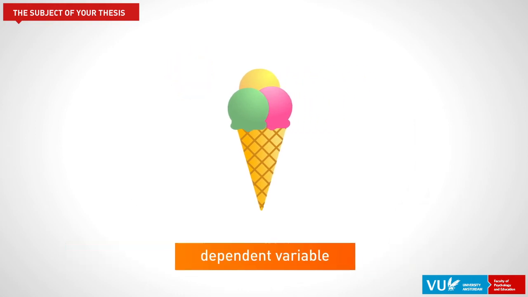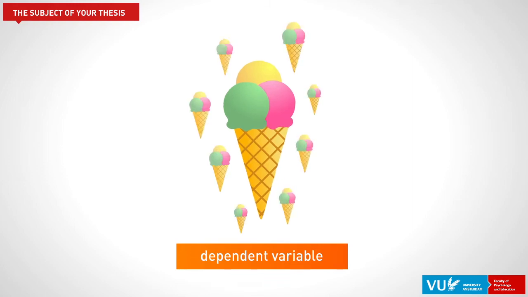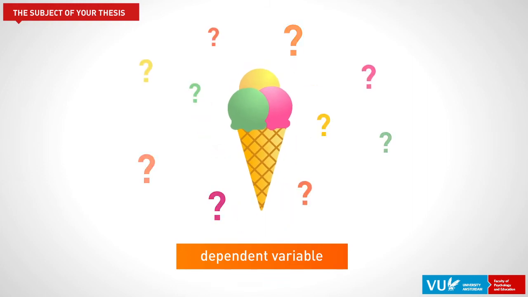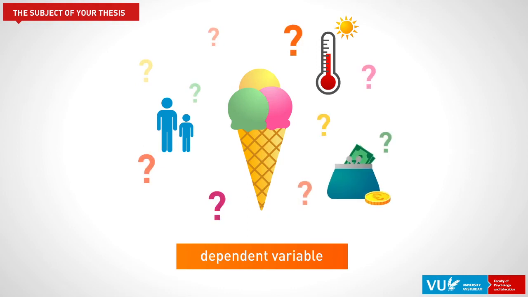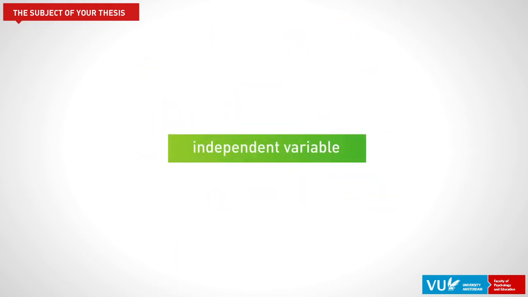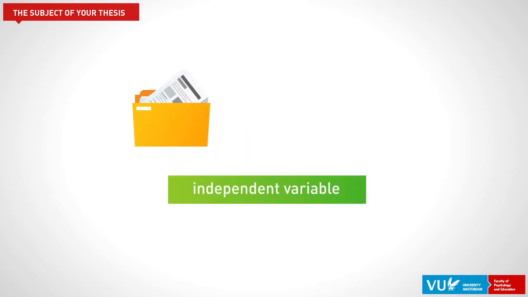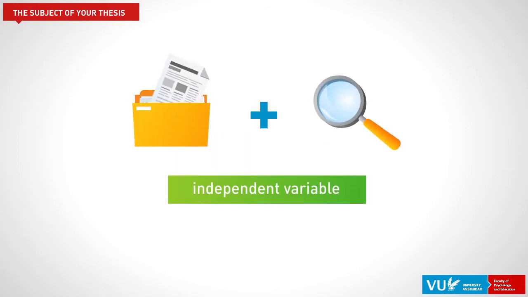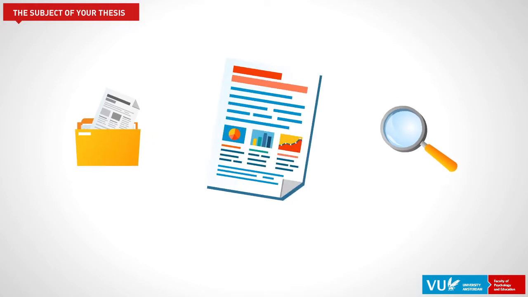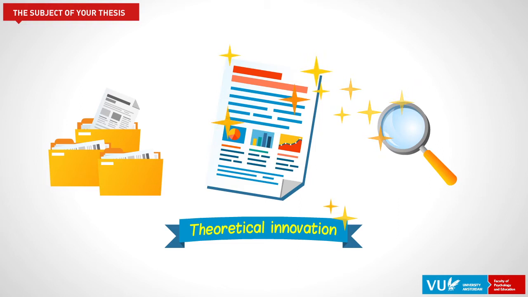Start by choosing your dependent variable and ask yourself this question. What factors might predict your dependent variable? For ice consumption, this could be the temperature, the age of the consumer, or how much money someone can spend. For choosing your independent variable, use a combination of previous research and your own observations. A good thesis is not only repeating previous research, but also theoretical innovation.